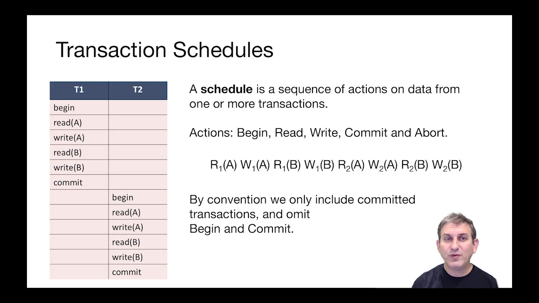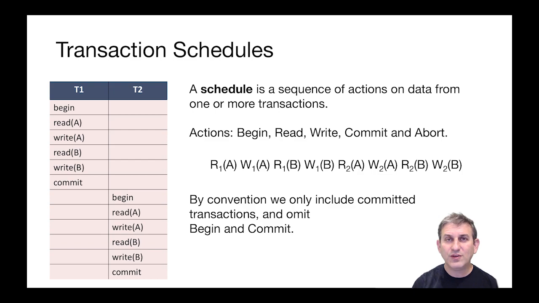We'll start by defining what we call a transaction schedule. A schedule is a sequence of actions on data from one or more transactions. These actions can include beginning a transaction, doing reads and writes on particular objects in the database, and then concluding with a commit or abort for the transaction. Of course, we have to start with a begin, and we end with one of commit or abort.